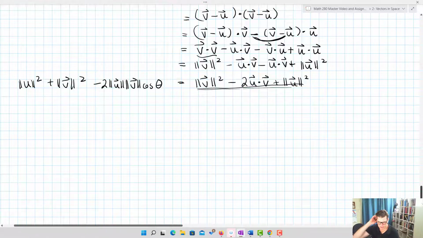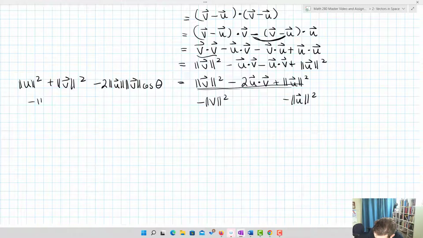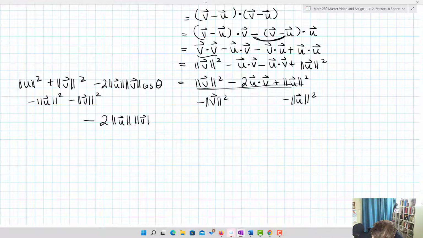And now all I've got to do is use some algebra, because all of these, being dot products and magnitudes, are just numbers. So I'm going to subtract the magnitude of u squared and the magnitude of v squared from both sides. That leaves me with negative 2 times the magnitude of u times the magnitude of v cosine theta equals negative 2 u dotted with v.